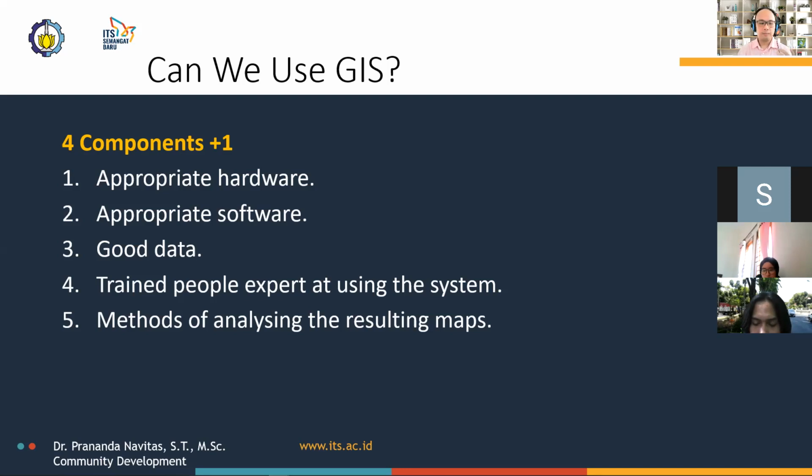So that's 3 components, and the last component is people trained to actually use the system. And softwares, no matter how good they are, are only useful if they're used properly, and if all of their abilities are taken advantage of.